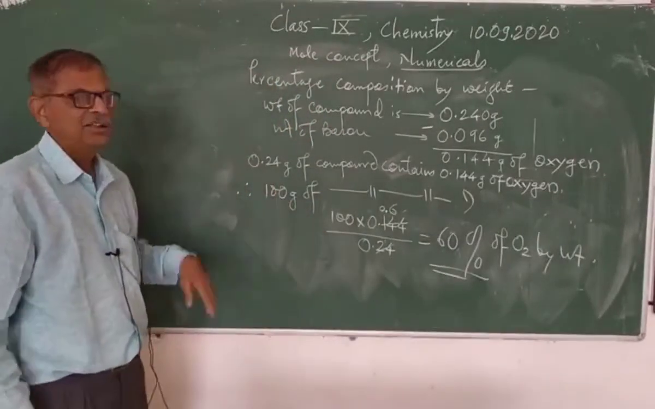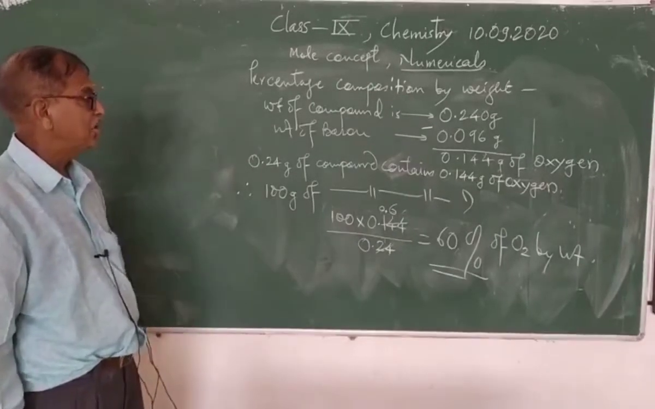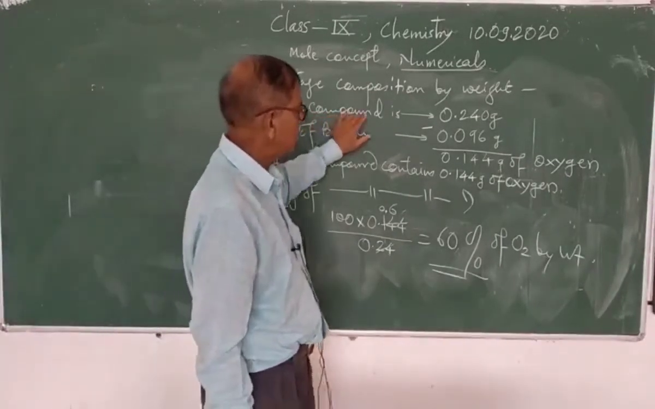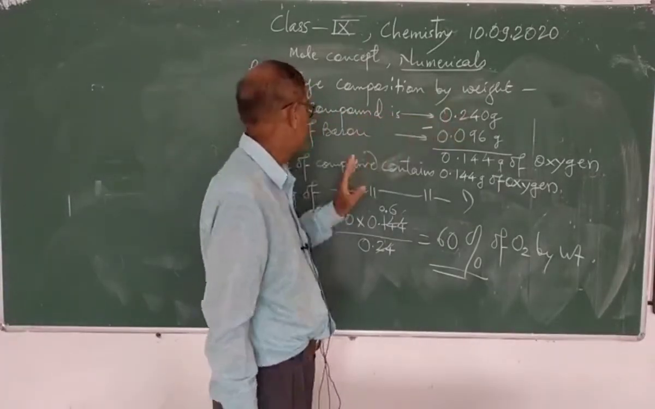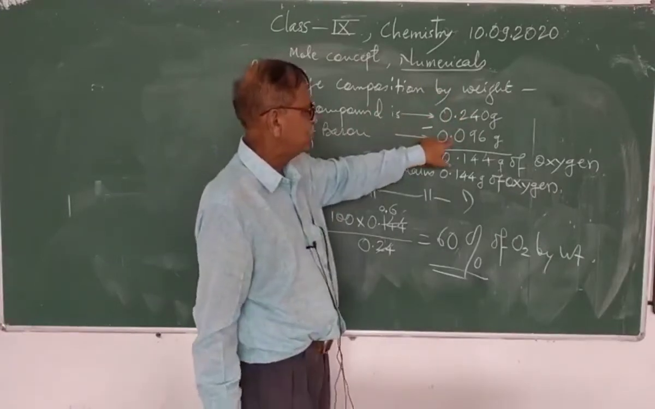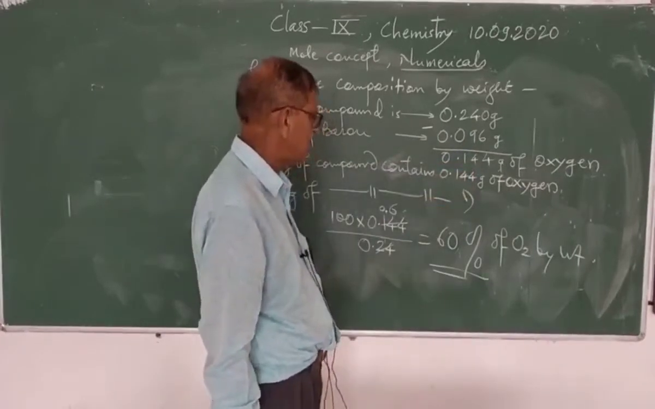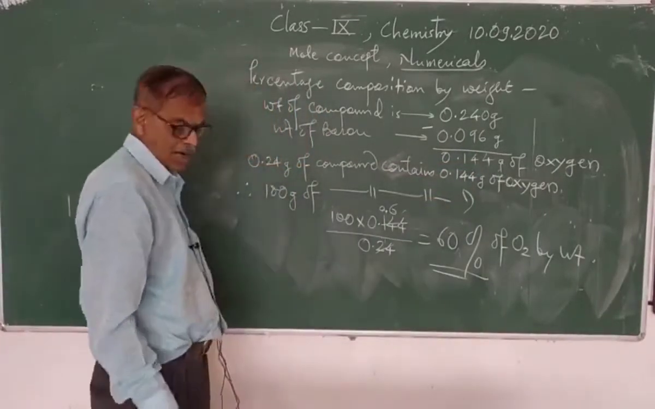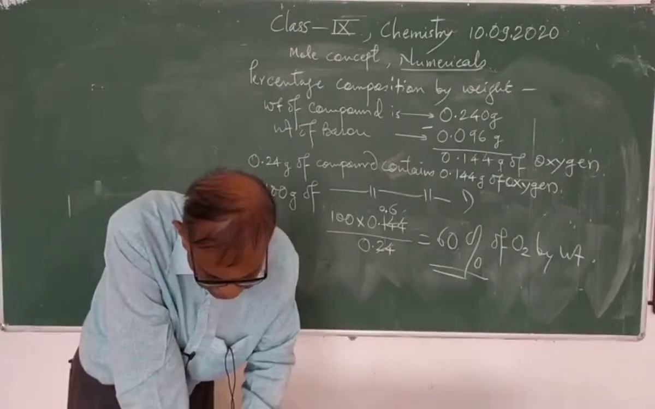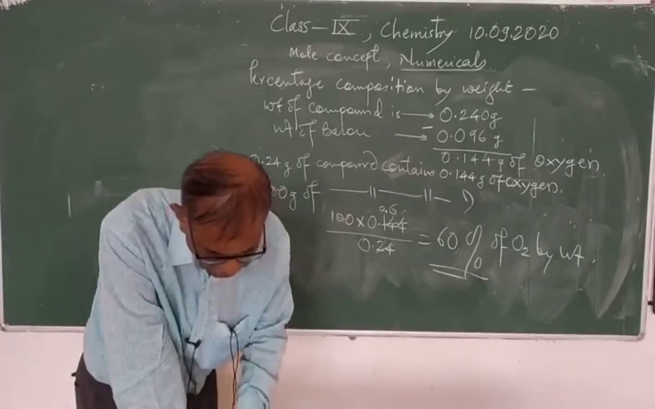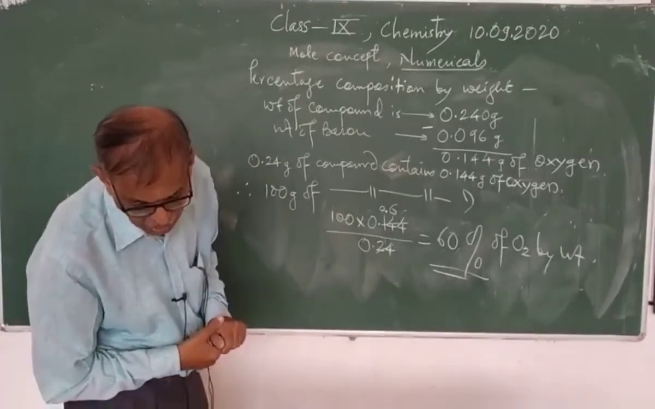So again see, you are asked to find out the percentage composition by weight. The weight of the compound of boron and oxygen, that is boron oxide, is 0.24. Weight of boron is 0.096 gram, and therefore the weight of oxygen is 0.144 gram. The weights of boron and oxygen are both given. Calculate the percentage composition of the compound by weight.